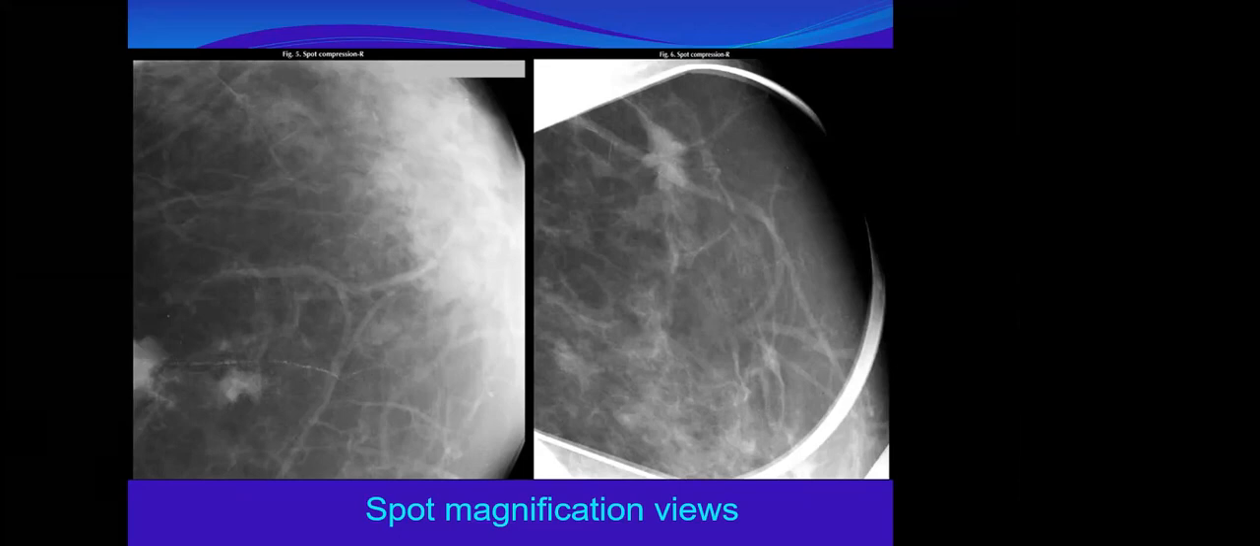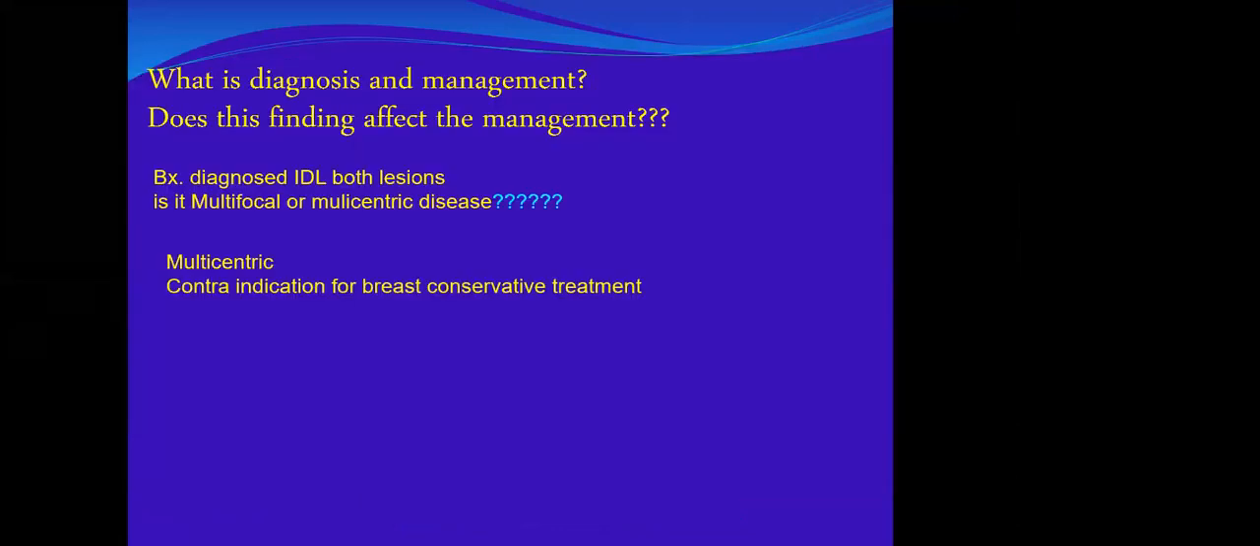The wide local excision, the other name is breast conservative treatment. Yes, I don't know why I get confused. I was saying conservative, but I get confused. Yes, breast conservative treatment will not be an option if there is multicentric disease. So it is important. The disease extent is really important. Okay, this is multicentric and a contraindication for conservative treatment.